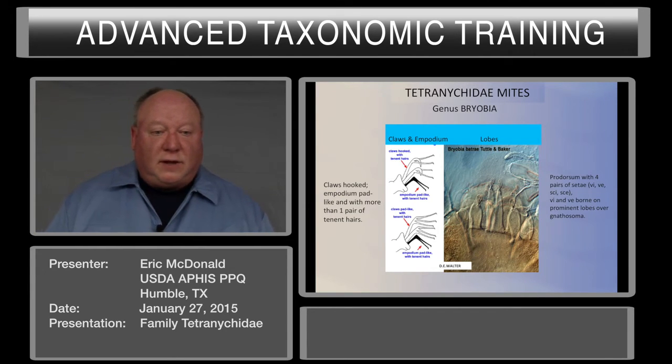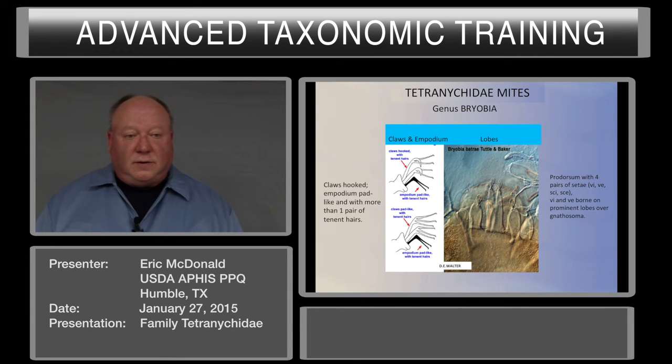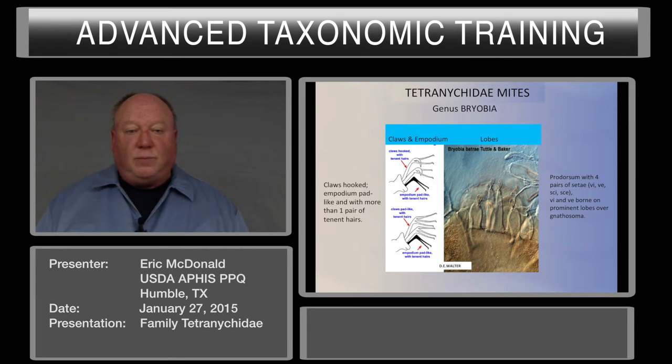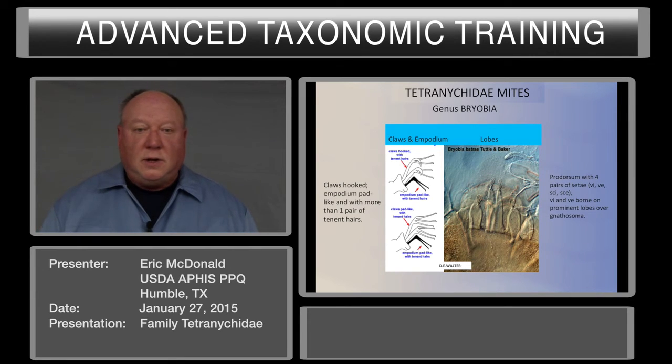When examining slide-mounted Bryobia, the claws are hooked. The empodium is pad-like and with more than one pair of tenent hairs. In Bryobia, the size and shape of lobes at the bases of setae V1 and V2 are of importance in species identification, and the number, location, length, and structure of dorsal setae are of taxonomic significance. The propodosoma with 12 pairs of setae, and they're typically club-shaped.